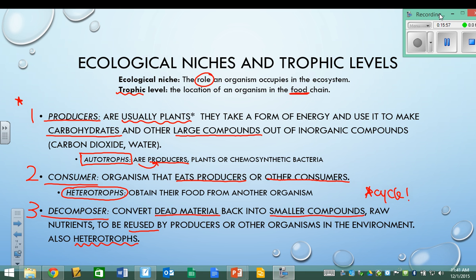Decomposers are also called heterotrophs because they are not making their own food. They have to acquire their food from another organism. It just happens to be a dead organism. So like I said, we're going to take number 2 and we're going to really open it up and talk about a bunch of different vocabulary that can go with being a consumer.